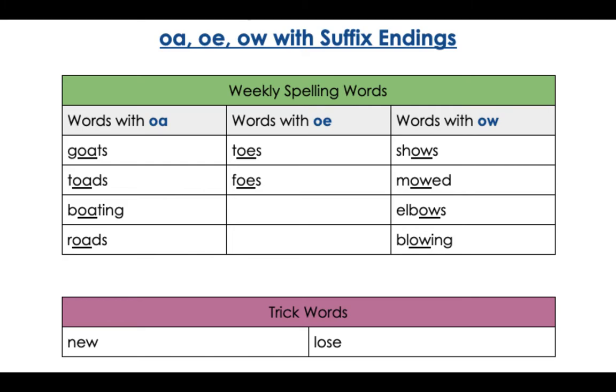Fifth word, repeat after me. Toes. Sixth word, repeat after me. Foes. Seventh word, repeat after me. Shows. Eighth word, repeat after me. Mowed. Ninth word, repeat after me. Elbows. 10th word, repeat after me. Blowing.